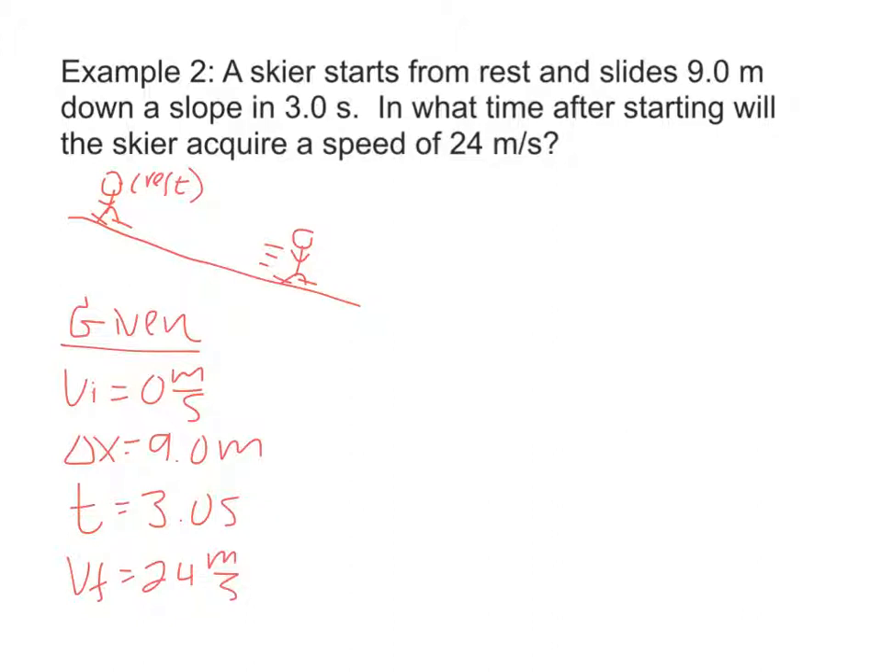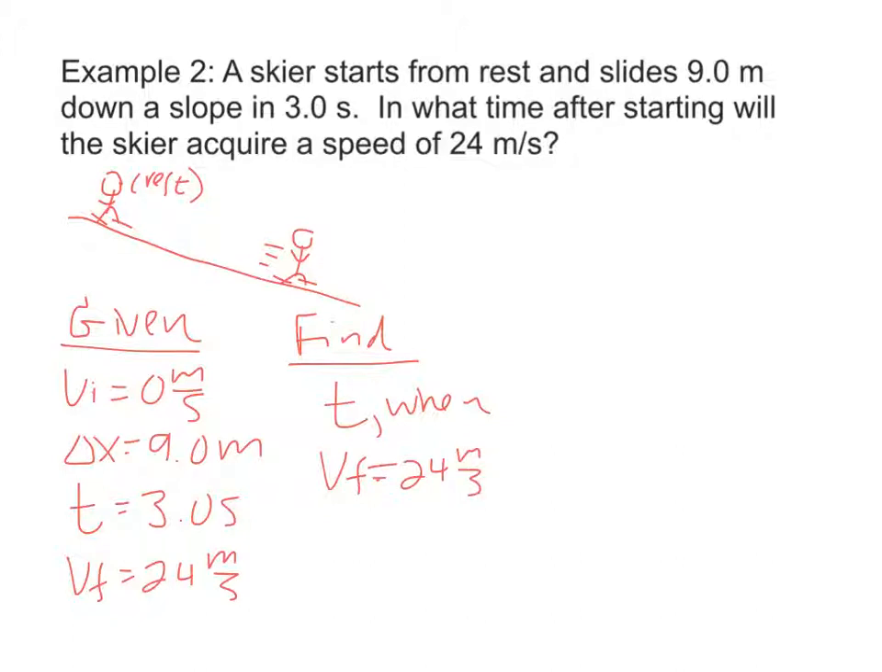What are we looking for? We are looking for time at the end. So in other words, how long the time is when v final is 24 meters per second.